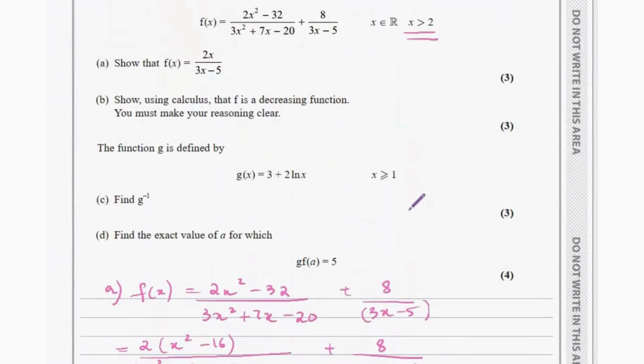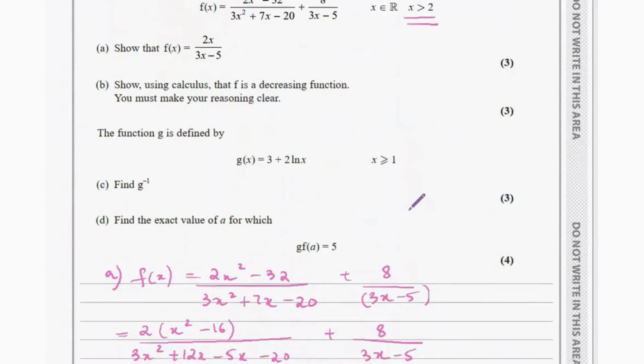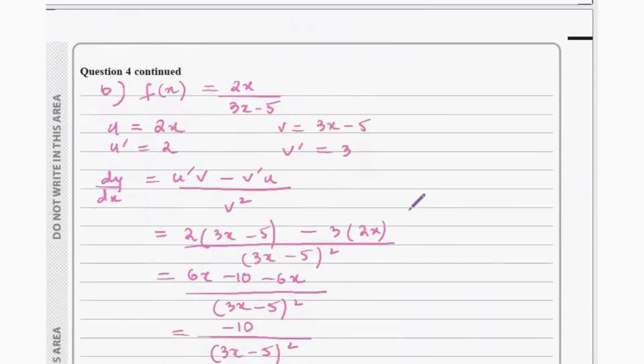Then it says that the function g is defined by g of x equals 3 plus 2 ln x, where x is greater than or equal to 1. We have to find the inverse and then find the exact value of a for where g of f of a equals 5. Okay, so let's start with finding the inverse first.